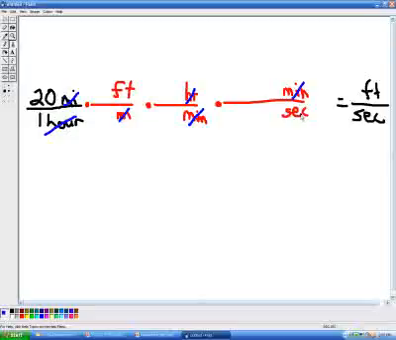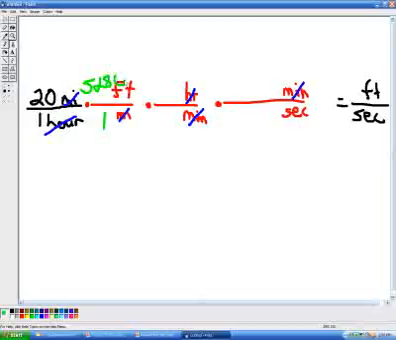But this is perfect because I don't need to keep track of what do I multiply and what do I divide. All I want to do is get rid of miles and turn them into feet. Get rid of hours, turn them into minutes. Get rid of minutes, turn them into seconds. Once I have all my units going the way I want them to, then all I have to do is fill in the numbers. 1 mile is 5,280 feet.